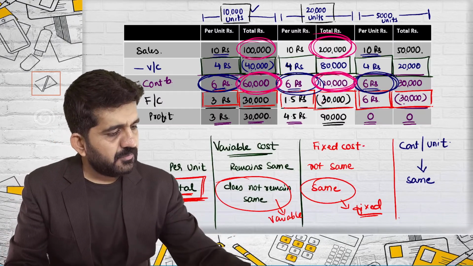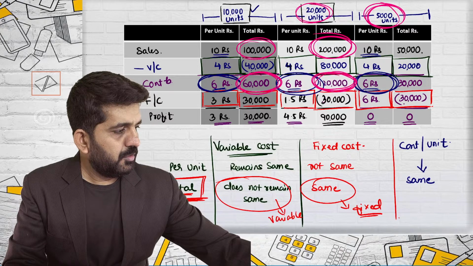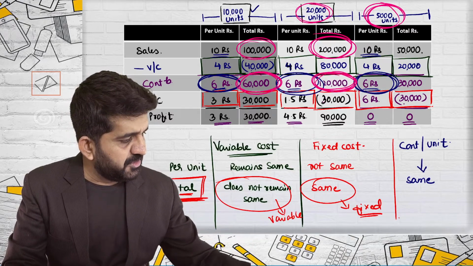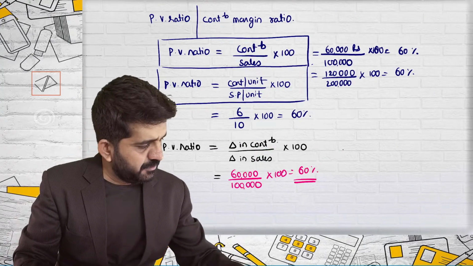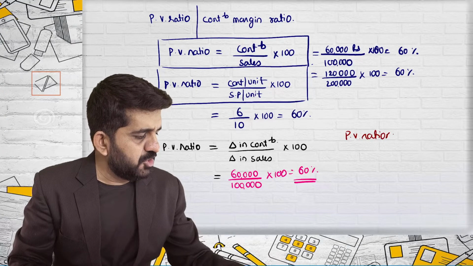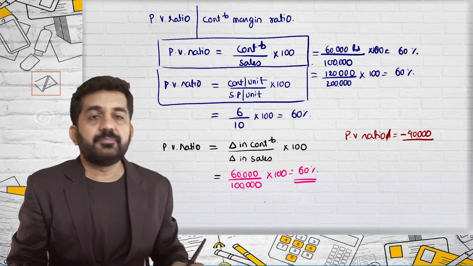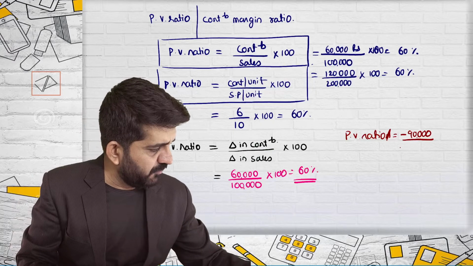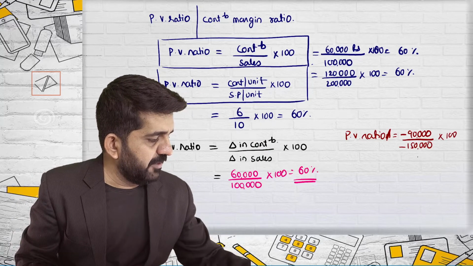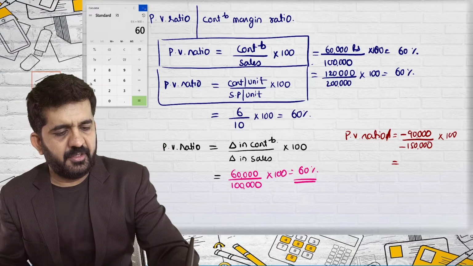Let me try out this. Let me compare 20,000 and 5,000. What is the change in contribution between 20,000 and 5,000? 1,20,000 and 30,000. So it has decreased by 90,000 rupees. Change in contribution is minus 90,000. You can write down minus 90,000, no problem. What is change in sales? From 2 lakh, it is becoming 50,000. So change in sales is 1,50,000, multiplied by 100. So 9 divided by 15 multiplied by 100 is nothing but 60%.